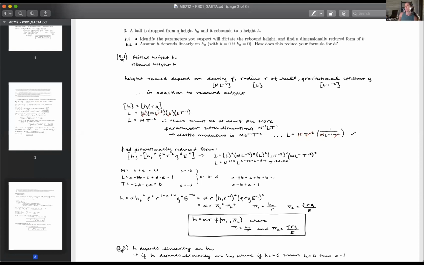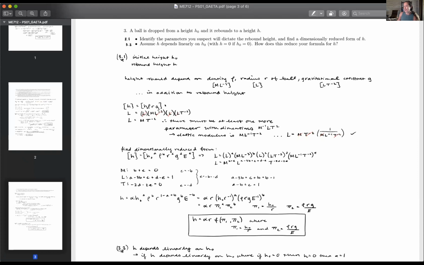Okay, so we know a ball is dropped from a height h naught and rebounds to a height h. So instead of A and B, I did 3.1, 3.2, whatever. But so 3.1, identify the parameters. Yeah, so I wasn't really sure. Kind of what was mentioned, it's vague on purpose. So I sort of took a guess. I said that the height was dependent on the density of the ball, the radius of the ball, and then the gravitational constant, in addition to the rebound height.